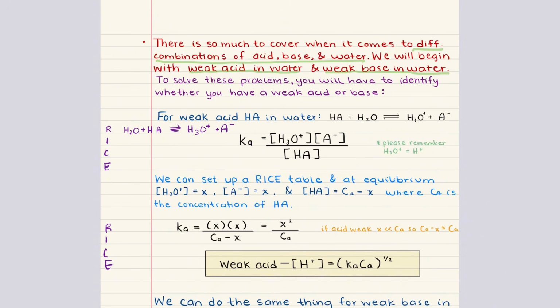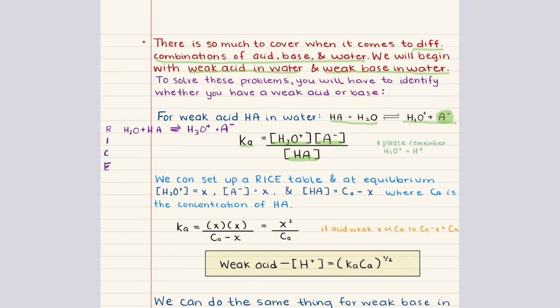Let's take a weak acid first. We're going to call our weak acid HA. In water, HA reacts with the water to produce hydronium ions and the conjugate base, which we write as A⁻. At equilibrium, the constant that governs this process is Ka, which is the acid dissociation constant. Ka equals the concentration of hydronium ions multiplied by the concentration of the conjugate base, divided by the concentration of undissociated acid.